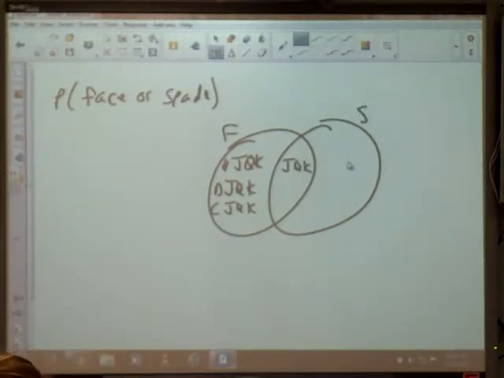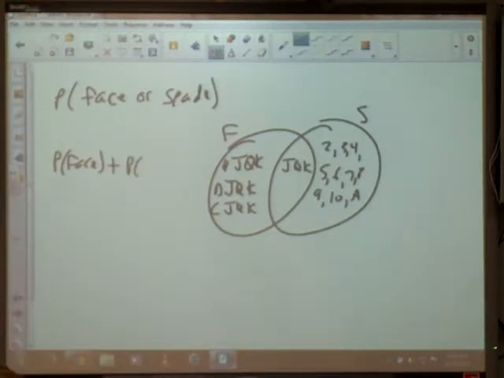Now, what other cards do I have that are spades? A 2, a 3, a 4, a 5, a 6, a 7, an 8, a 9, a 10, and an ace. I've already listed the jack, the queen, and the king, right? Alright, so our formula now when we're overlapping says we have to find the probability of the face card plus the probability of the spade minus the probability of both. And I'm just going to put A and B since I ran out of room.